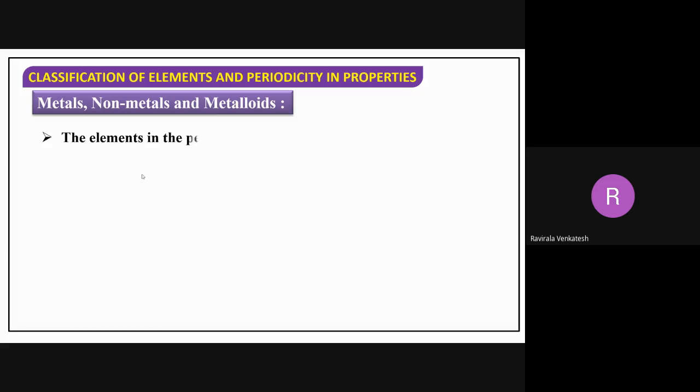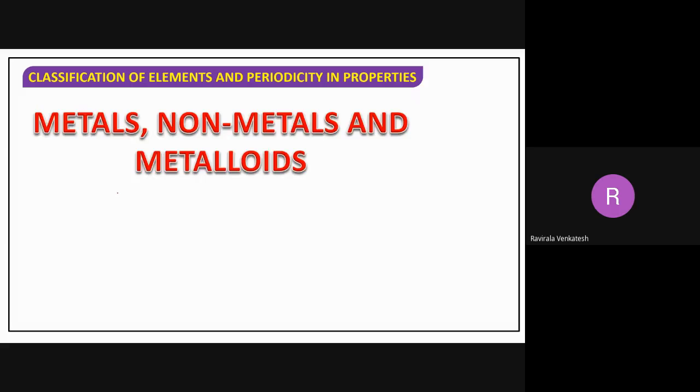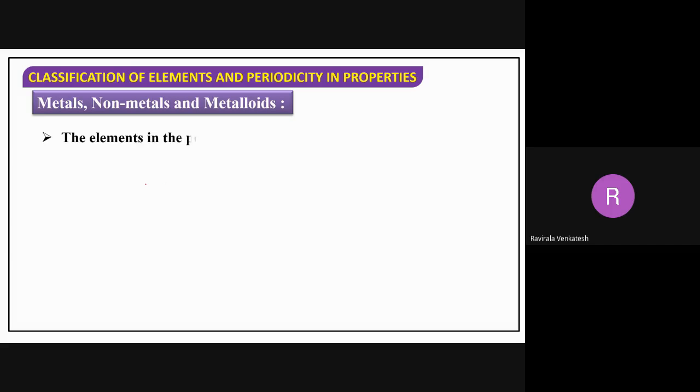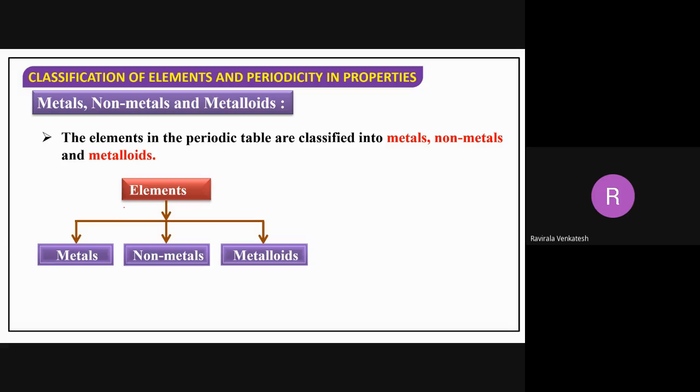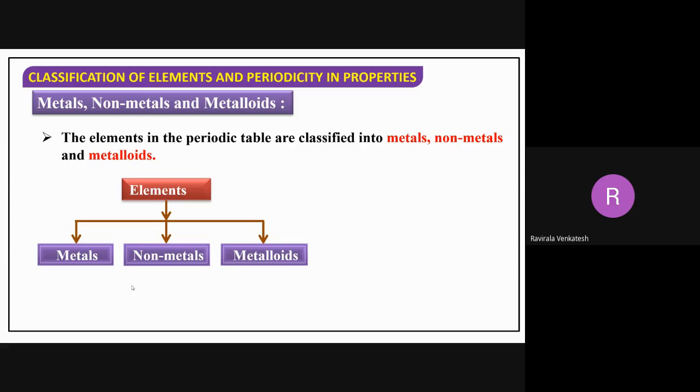Now, a small topic is there. I will take only 5 minutes, up to 10 to 15. One more classification is there: metals, non-metals, and metalloids. The periodic table is classified into s, p, d, f. Similarly, the periodic table is also classified into metals, non-metals and metalloids. Three types of classifications are there: metal, non-metal, metalloid.